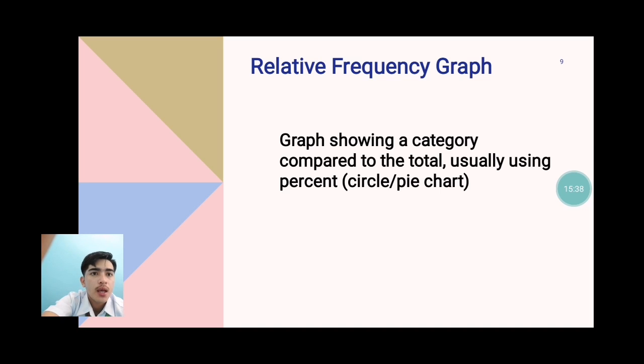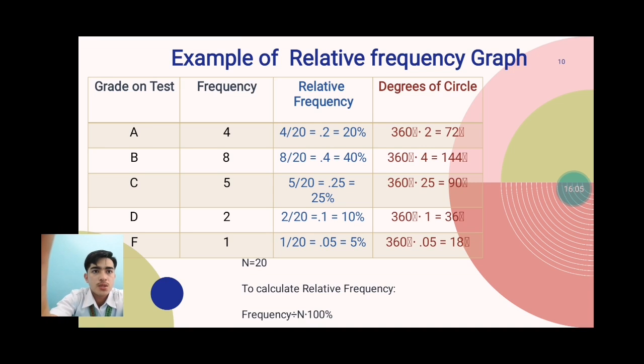Next, relative frequency graph. A relative frequency graph is a graph that shows a category compared to the total using percent, as a circle or pie graph. Relative frequency graphs typically deal with percentages. So we have here an example of a relative frequency graph.